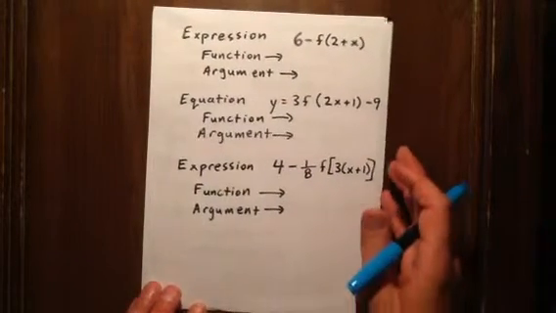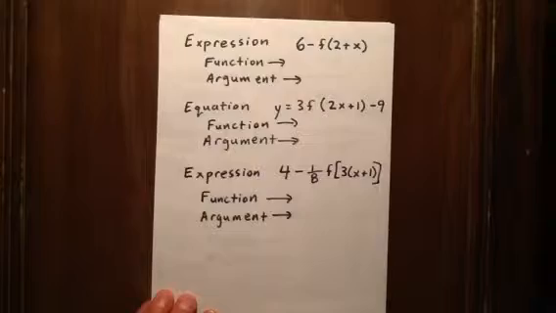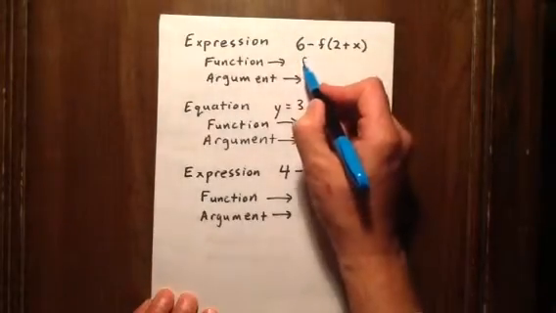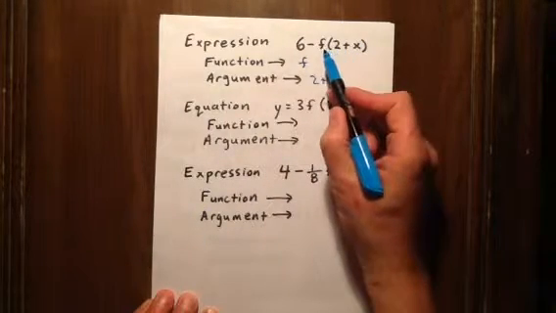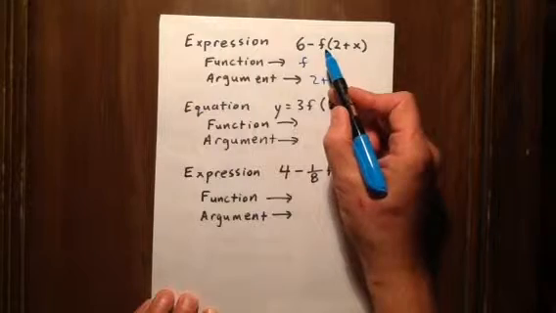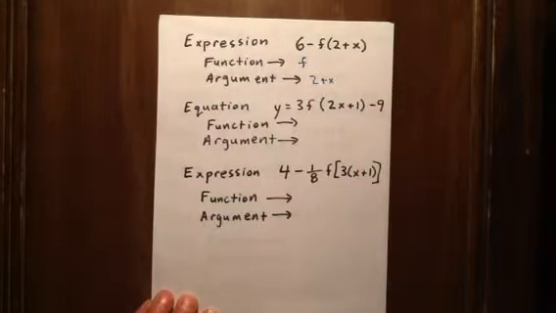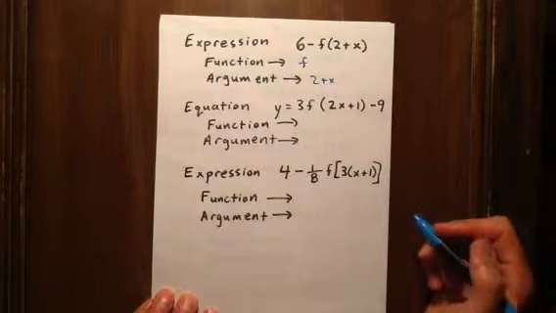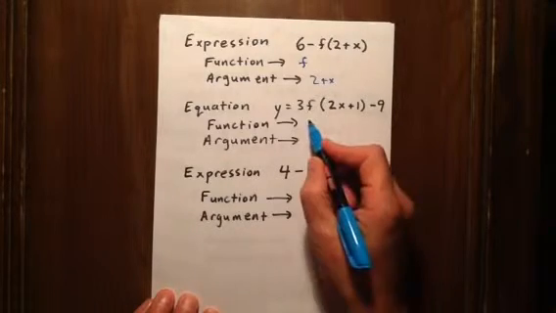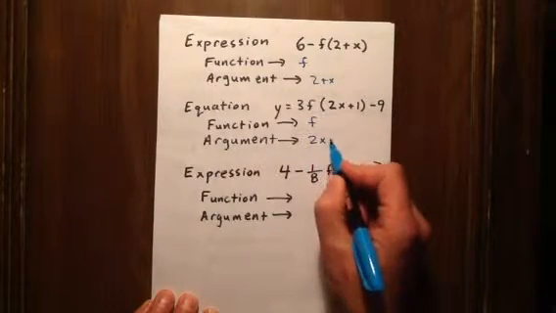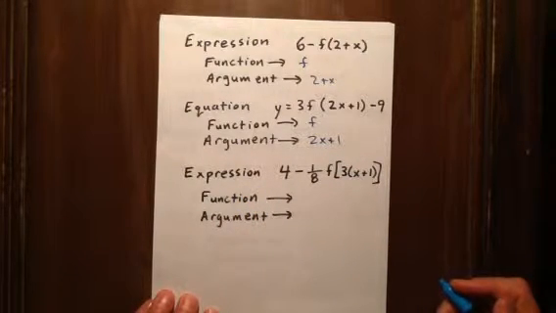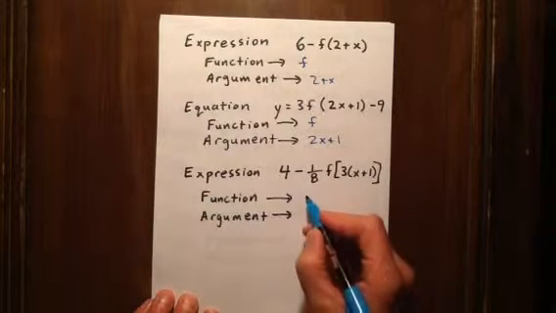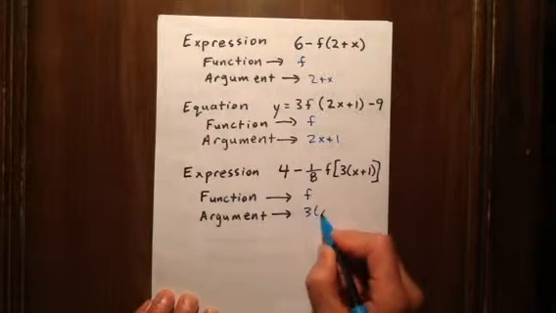Continuing on, if we have the expression 6 minus f of 2 plus x, the function is f, and the argument is 2 plus x. We're inputting 2 plus x to the function f. Now granted, after we're done that, we'll subtract it from 6, but the function is f, the argument is 2 plus x. In the equation y equals 3f of 2x plus 1 minus 9, the function is f, and the argument is 2x plus 1. And finally, in this last expression, 4 minus an eighth of f of 3 bracket x plus 1, the function is f, the argument is 3 bracket x plus 1.